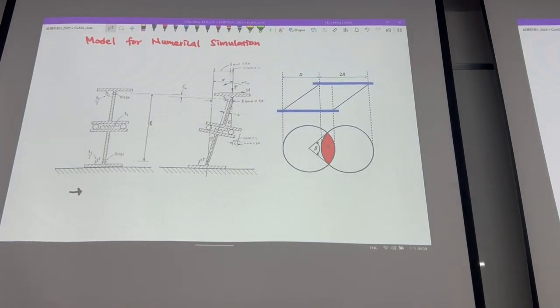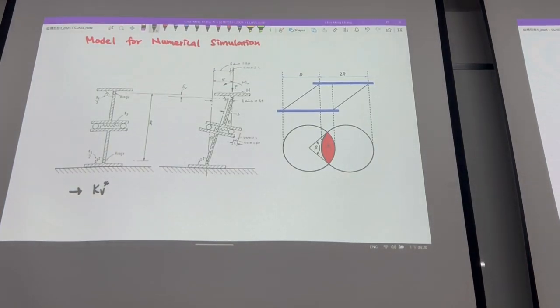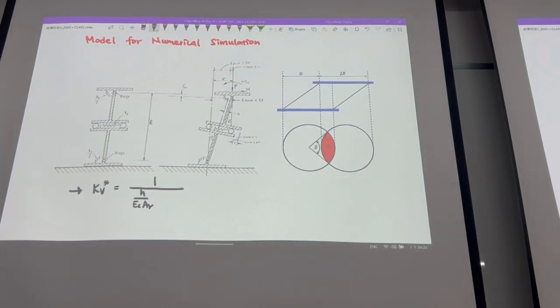So your KV, remember, when we talk about the KV, you put the metal shim and also the rubber in series. So that will be 1 over K. So your K should be EC times AR. That's called a reduced area. AR is the reduced area, divided by H, the total height of your bearing. Okay.